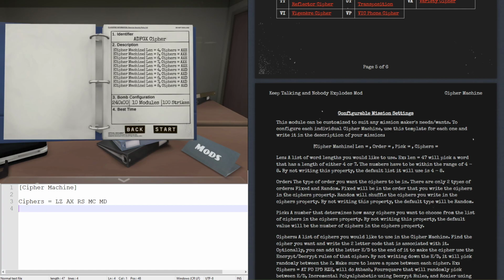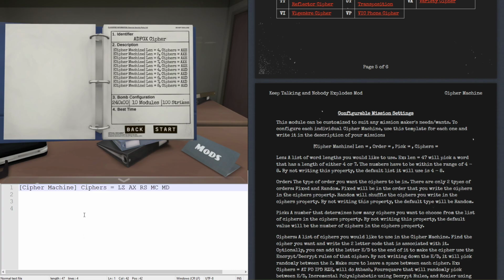And by pick, if you don't have that one in any default, the number will be the number of ciphers within this list. However, if you don't have any ciphers from this list, therefore not doing anything like this, such as just having a length equals 6 property whatsoever, by default, it will pick 3 random ciphers.